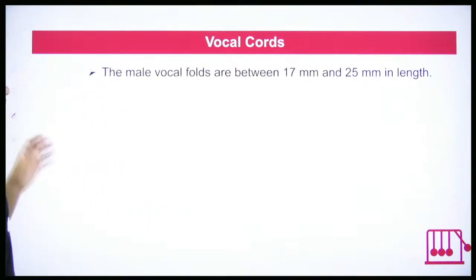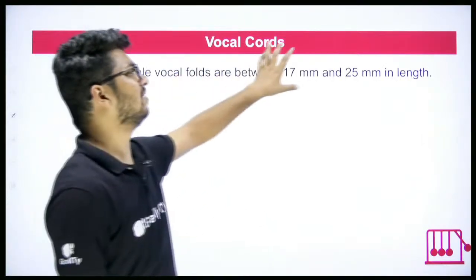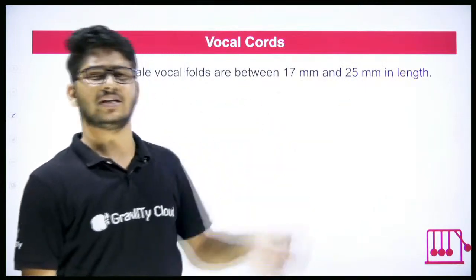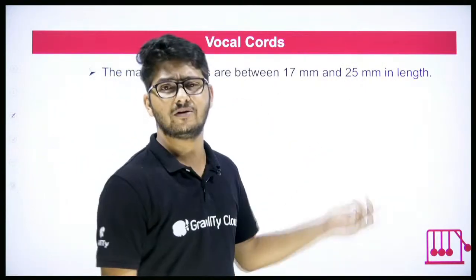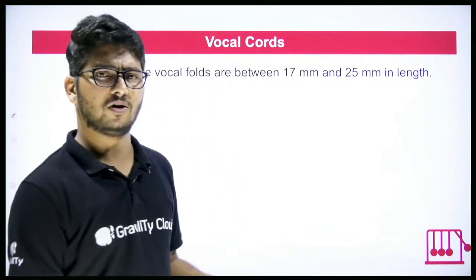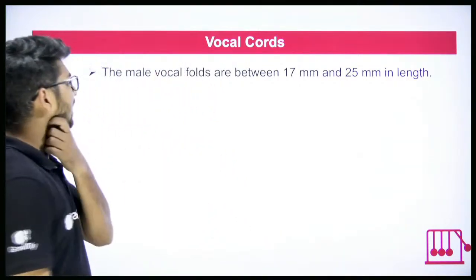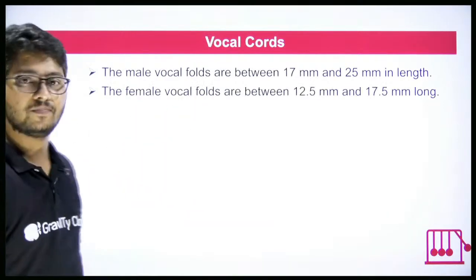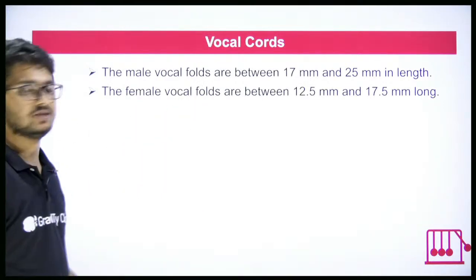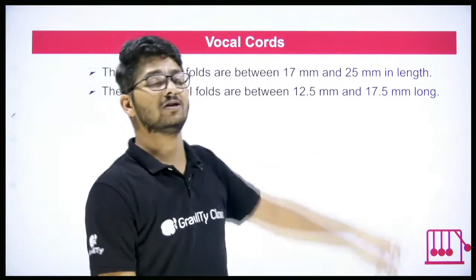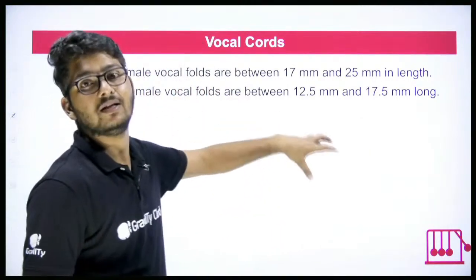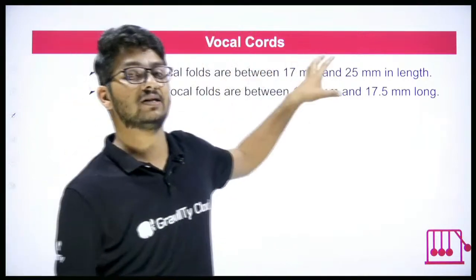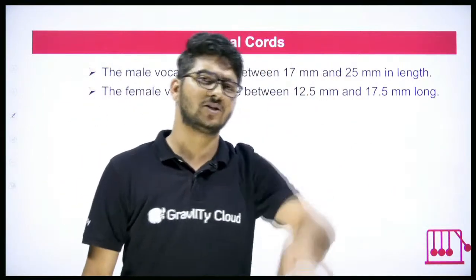Okay, so the male vocal cords are between 17 millimeter and 25 millimeter. Just imagine 17 millimeter, very small. Okay, 1.7 centimeter to 2.5 centimeter. Not that small also, by the way. So the male vocal cords have this length. But the female vocal cords in general are 12.5 millimeter to 17.5 millimeter. So generally, the female vocal cords are shorter in length and the male vocal cords are larger in length. This is just for your information.